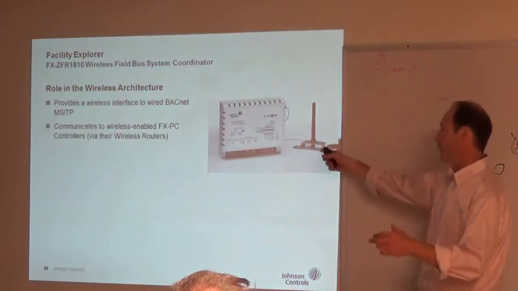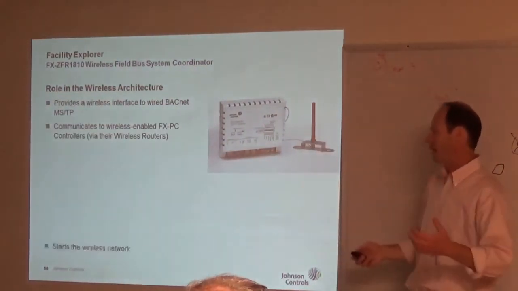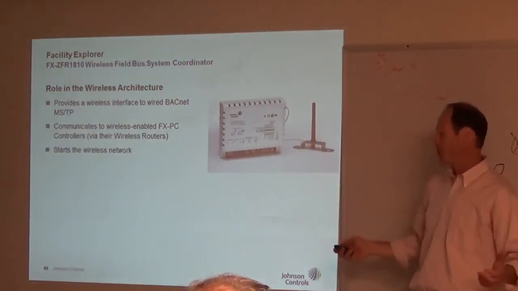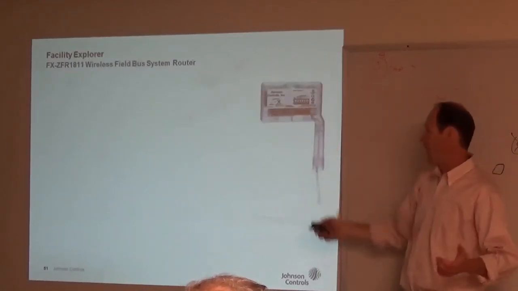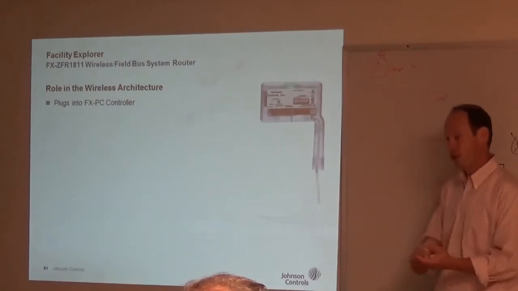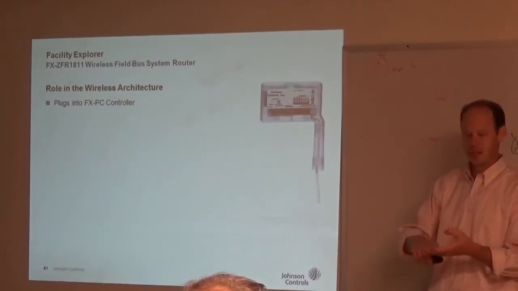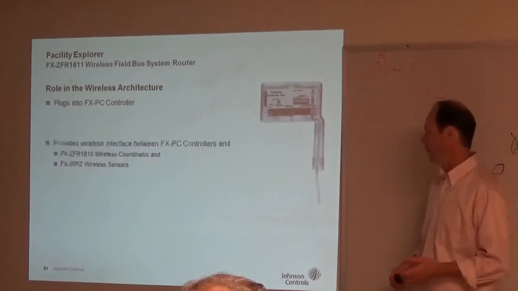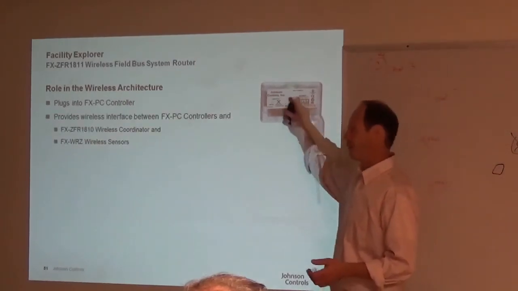Right? So that guy is the wired interface of the BACnet network. It communicates to the PC controllers. It starts the wireless network. The flags we passed around, those guys are all plugged into the controllers, right? Plugs into the PC controllers, the PCBs, PCAs, PCXs. Plugs into all those guys, and so that's the flag that you plug in.